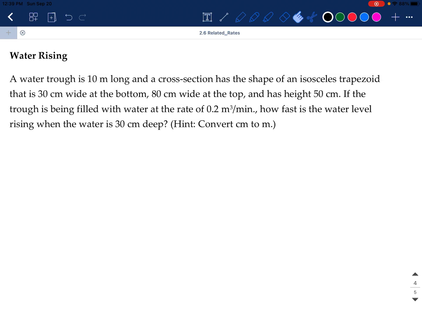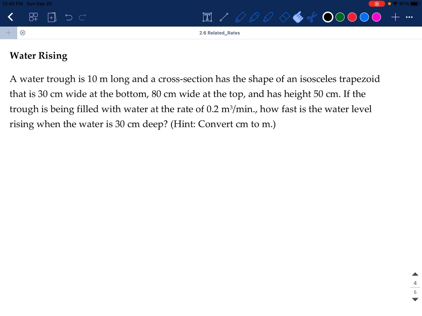Welcome back, everyone. So we're going to look at the last two examples for the related rates notes. These are going to be slightly more challenging examples overall. The first is a water trough problem. You're going to have a similar one in your textbook as well.